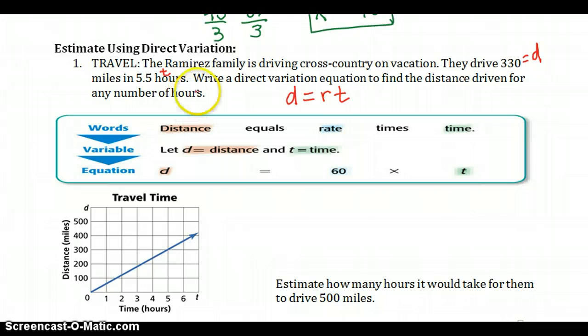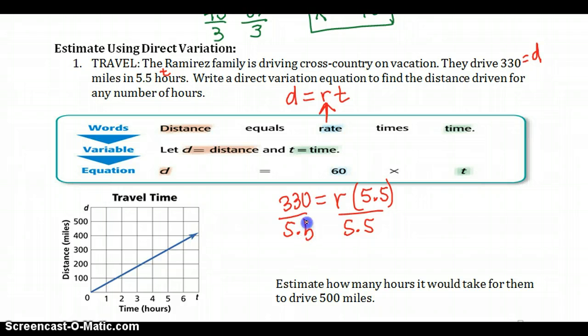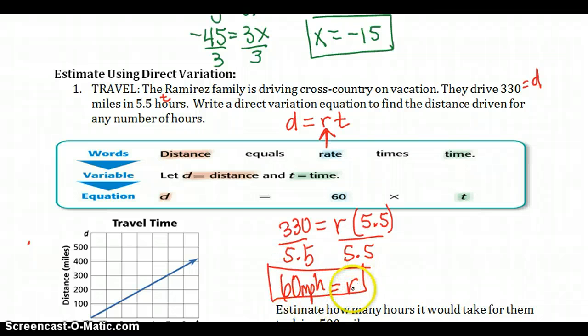Okay, so I need to know k. I need to know r, their rate, their constant rate of change. So I'm going to take that equation, and plug in for d, 330 equals r times, and the original time I was given was 5.5. So I'm going to divide by 5.5, and my k here, which is the same thing as r, is going to be 60 miles per hour, our rate, or our constant of variation, k. So it asked us then to write a direct variation equation. My direct variation equation is going to be distance equals 60 times t.